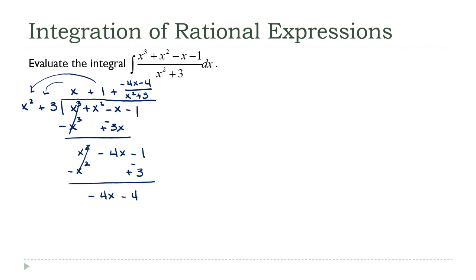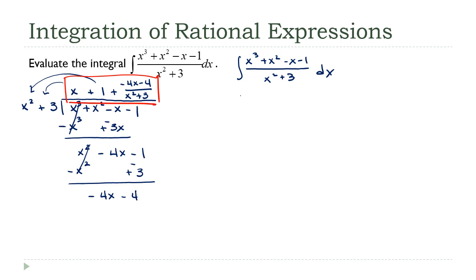Right, so now that tells me how I'm going to approach this integral. This is the original x cubed plus x squared minus x minus 1 over x squared plus 3 dx. And I'm going to take this expression here and replace the integrand with it.